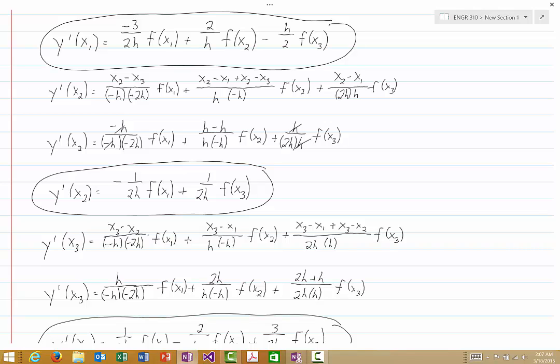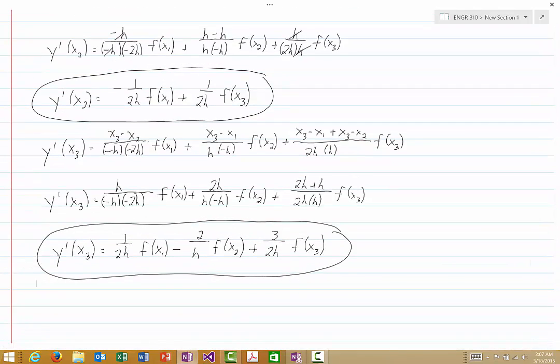And then for the last one, since x1 and x2 are to the left of x3, some people call that a left-handed or backwards derivative formula. But you don't need to worry about those terms. You just basically need to know how to apply these formulas. And so let's now do one final example for this lecture to make sure it's clear how to apply these formulas.